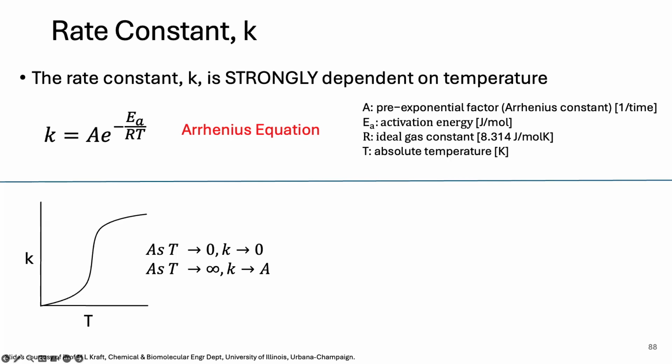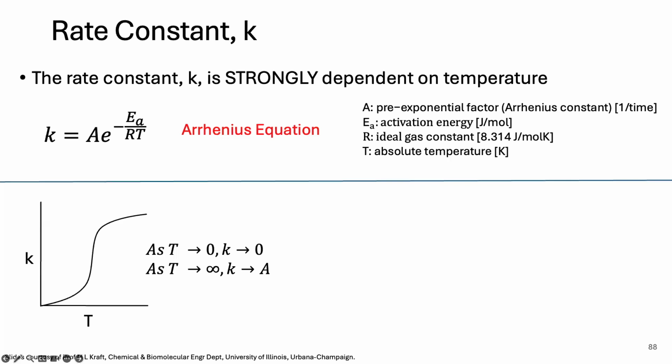The Arrhenius equation is shown here on the left. The main parameters are the pre-exponential factor and the activation energy. We also use the ideal gas constant. And an important thing here is we want to be using absolute temperature, i.e. in units of Kelvin.